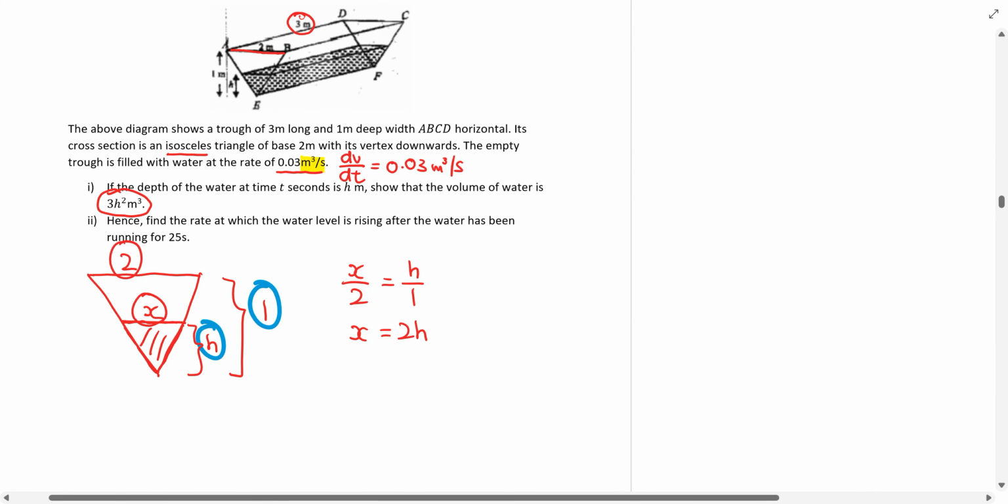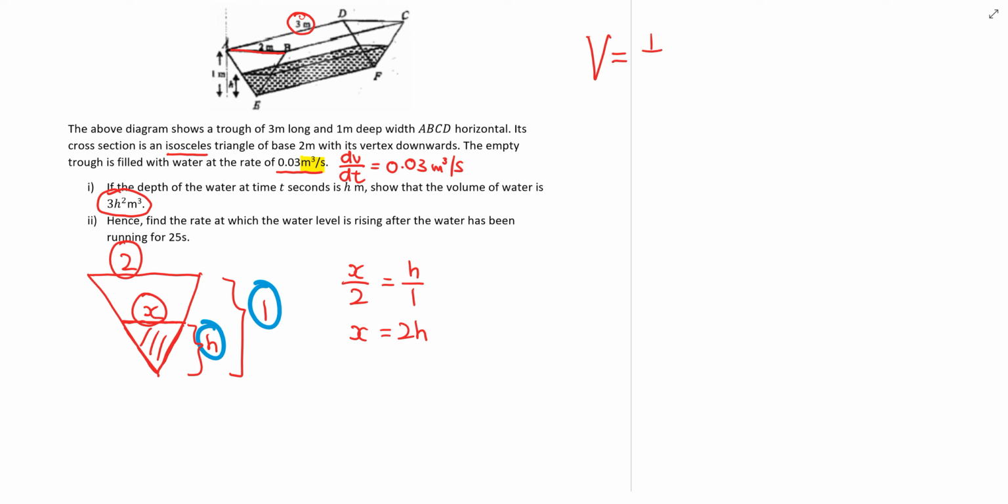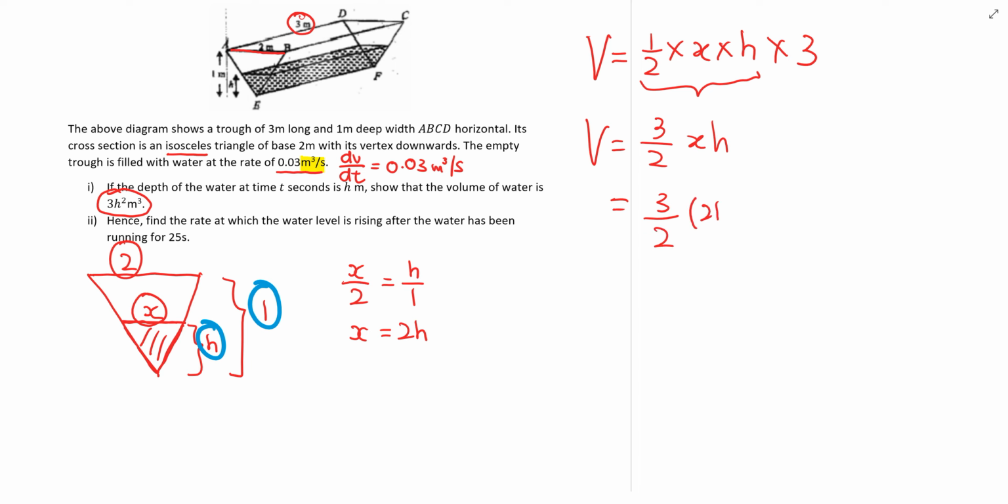Now that I have this, if I want to find the volume of the water inside, it is half times the base x times the height h, times the length which is 3. This is the cross section area times the length. I will have 3 over 2 xh here. I have two variables on the right side, so I cannot differentiate. That's why I must replace the x by 2h, which I found using the similar triangle. Hence the volume is equal to 3h squared meter cube, and the first part is done.